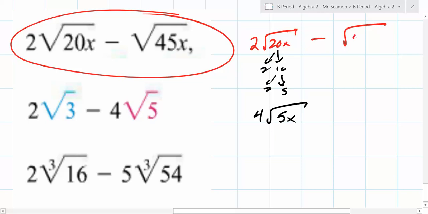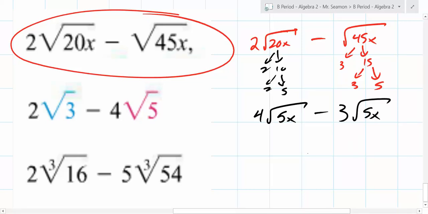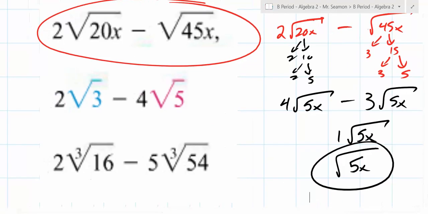Now what about the other one here? It's the square root of 45x. That's going to be 3 and 15, which is 3 and what? So it turns into minus 3 root 5x. So now what is it? 1 root. Yeah, you don't have to put the 1 there, so you can just say it's the square root of 5x. Exactly. So sometimes you have to rearrange.